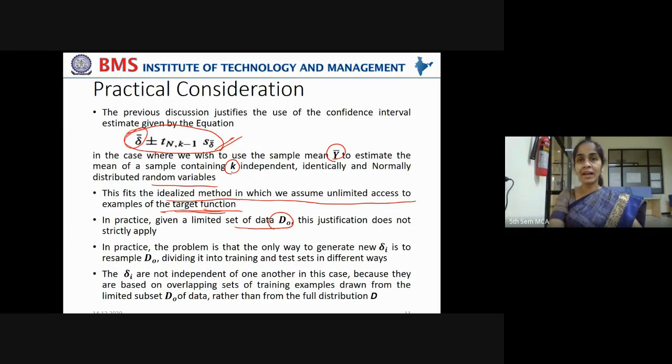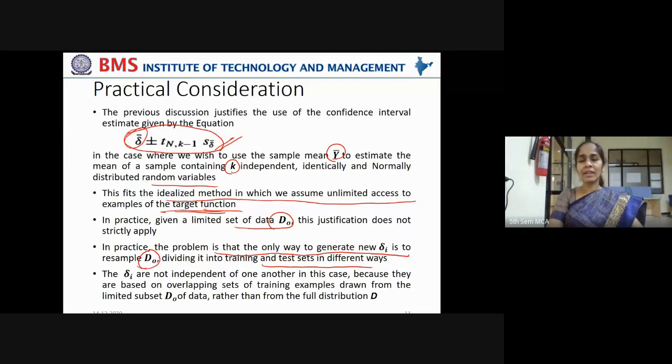We can't say that the T distribution may follow a normal distribution and its T value is almost equal to the Z value. We can't say that. Why? Because when the data is limited, there is always a doubt whether it would follow a normal distribution or not. So in practice, the problem is that the only way to generate new delta I is to resample D naught, dividing it into training and test sets in different ways.